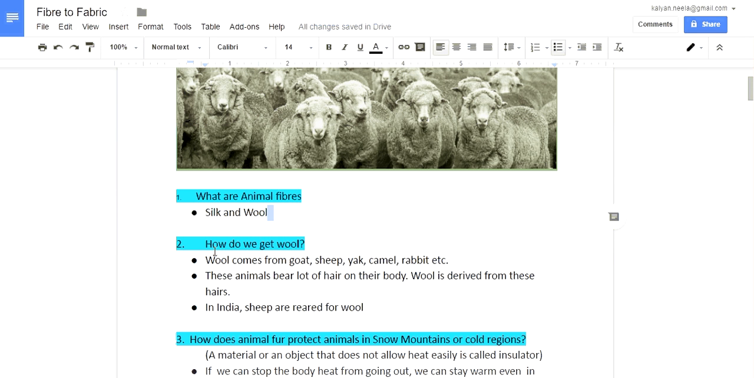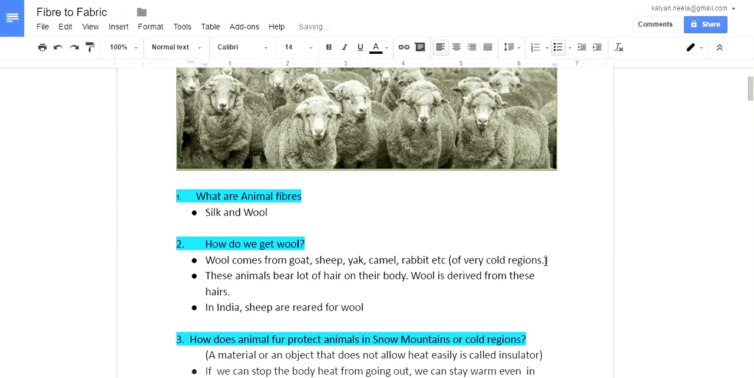So the question is, how do we get wool? Wool comes from goat, sheep, yak, camel, rabbit, etc. These animals are found in very cold regions. Let's put this in braces.